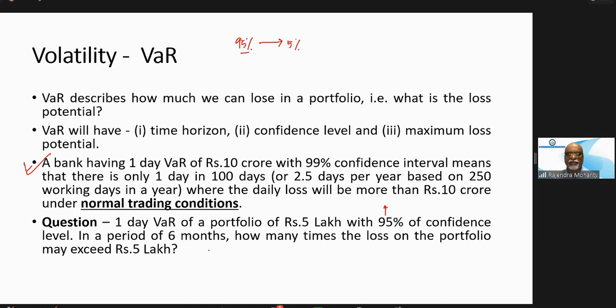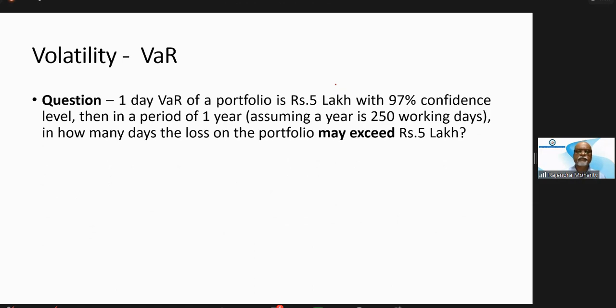Here, simple thing: 95% confidence level is given. So our loss will be exceeding 5 lakh on 5% of the days. It is asking for a period of 6 months. If a year is 250 days, 6 months will have 125 days. 125 days into 5%, how much? 6.25. So we can take it as 6 days. Okay? Yes, sir.